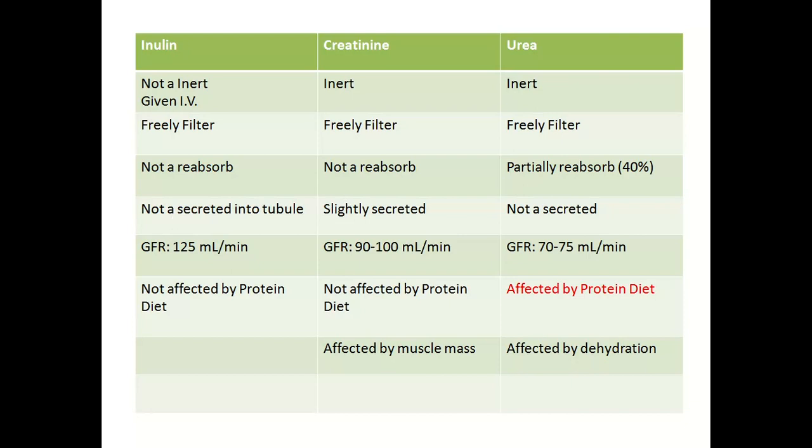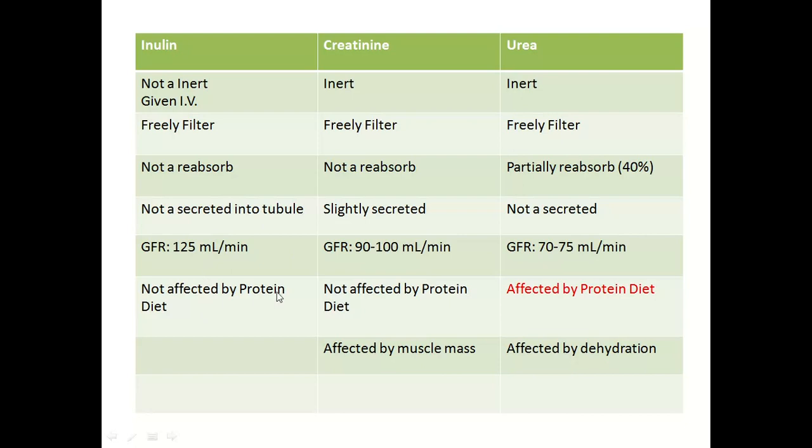Inulin is also not secreted by renal tubular cells, but creatinine is slightly secreted by renal tubular cells. GFR by inulin clearance test is around 125 ml per minute. In case of creatinine clearance, it is around 90 to 100 ml per minute, and in case of urea, it is around 70 to 75 ml per minute. This is the individual clearance test for each substance.